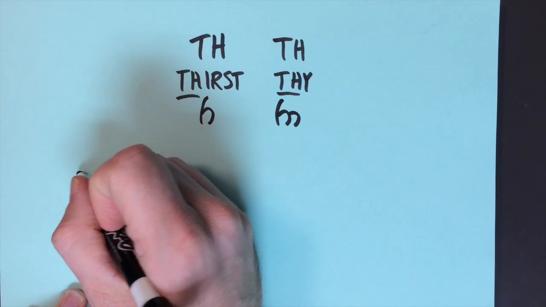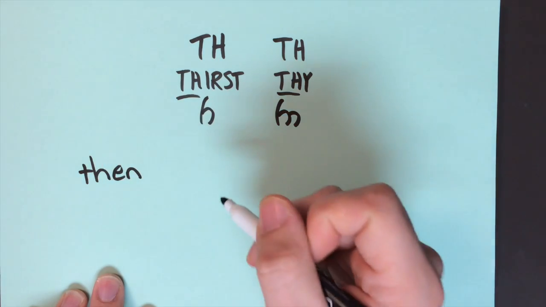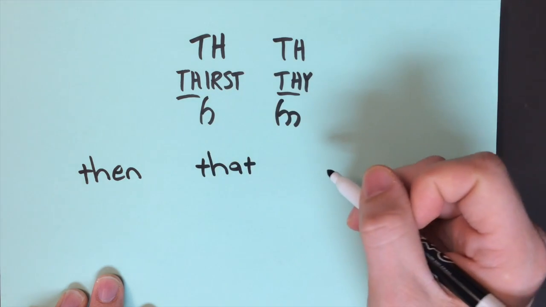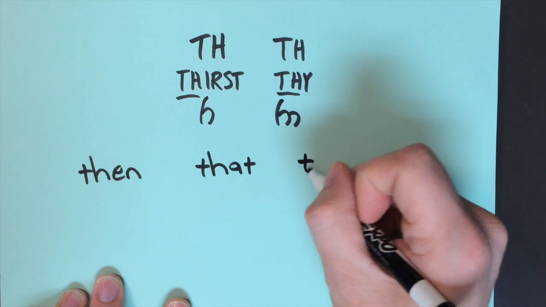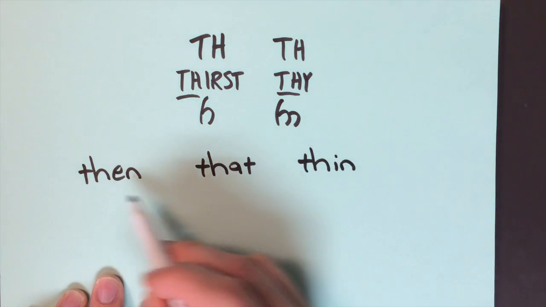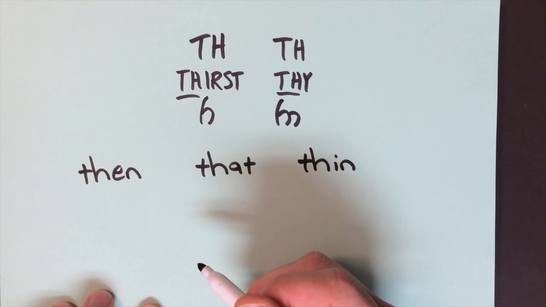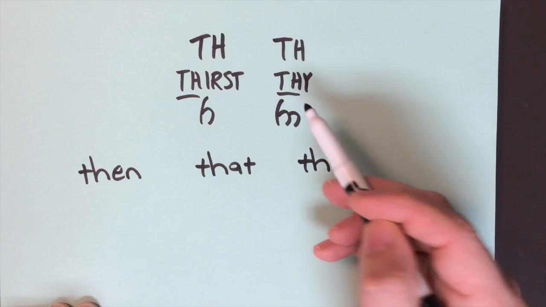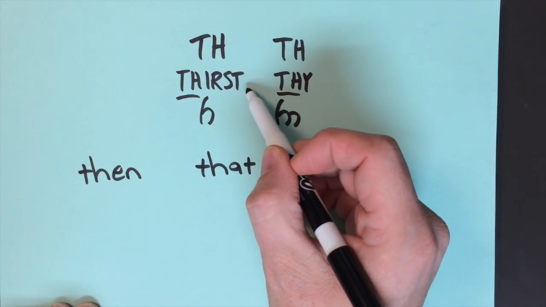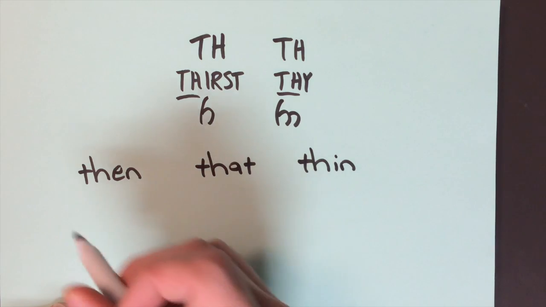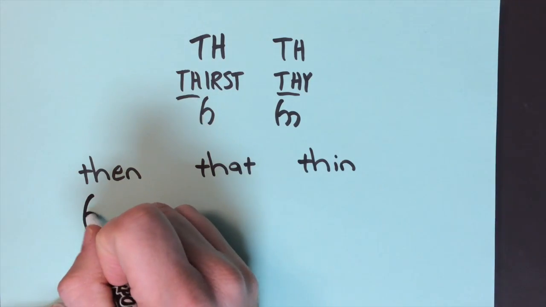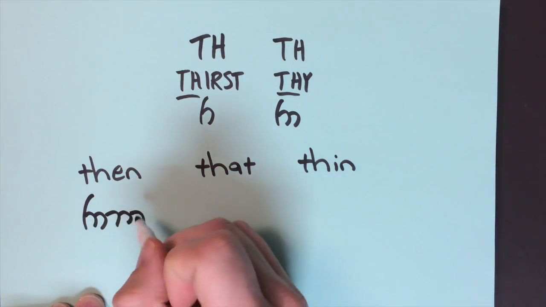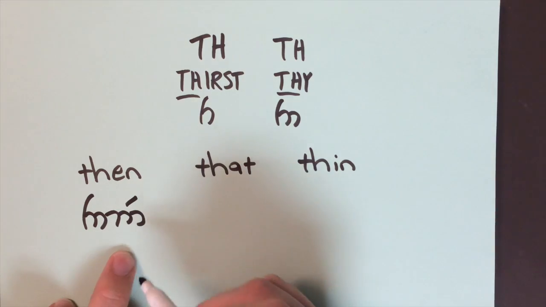So we're going to draw then, that, and thin. You hear the difference. Then, that, and thin. Okay, so to draw then, we want to look back up here and make the distinction that we're using this one, thy, then. So we're going to draw our symbol, draw an N like this, and then place our E vowel over the N.